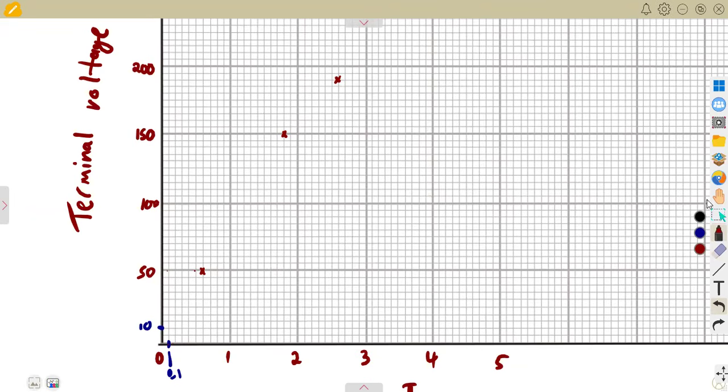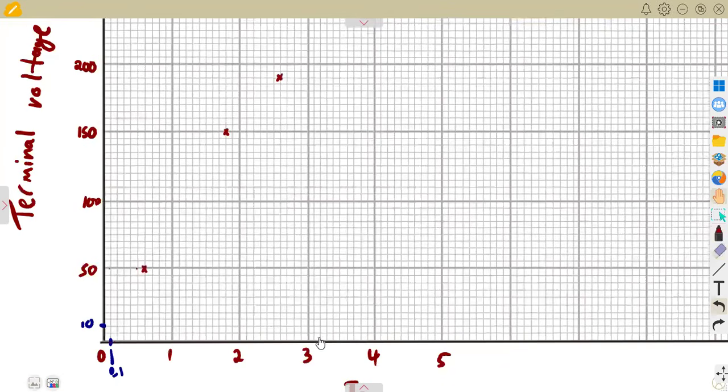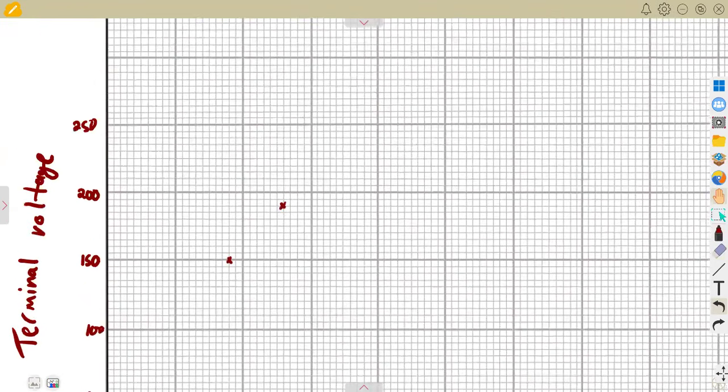The following point, it was 3.3 versus 210. So 3.3 is just 3 boxes from 3. We need 3 boxes from 3: 1, 2, 3, then 210. That is 2 boxes from 200. Remember, 2 boxes represents 10.